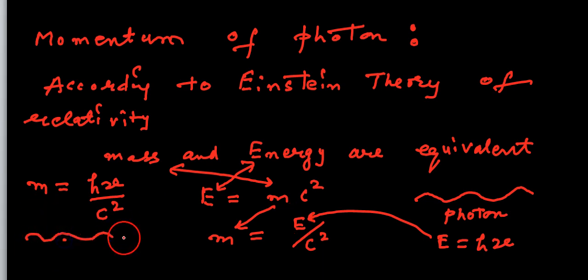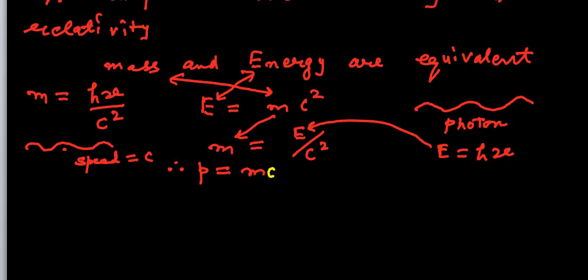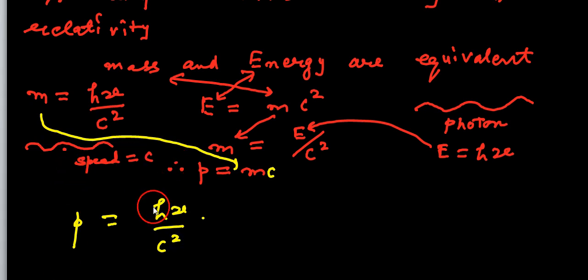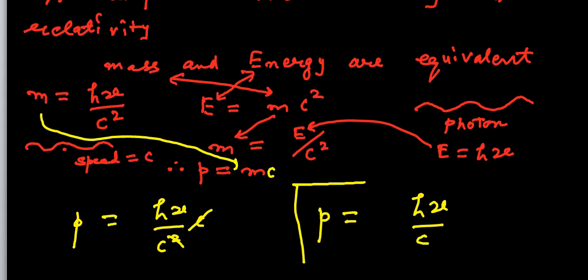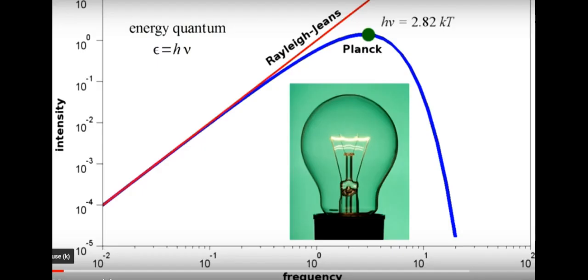Then again, the photon of this wave always has a speed or velocity equal to the velocity of light, which is c. So what about the momentum of the photon? Momentum is always mass times velocity. What is the velocity of the photon? That is c. So momentum becomes p equals mass times c. Substituting the value of the mass here, momentum becomes h nu by c. Very, very important relation. Always remember. Thank you very much.